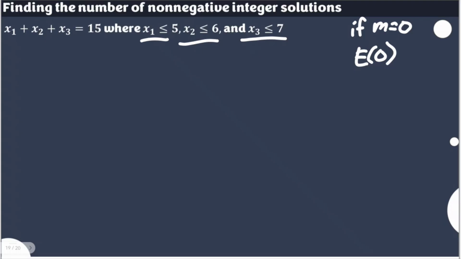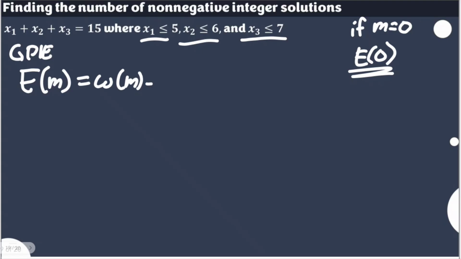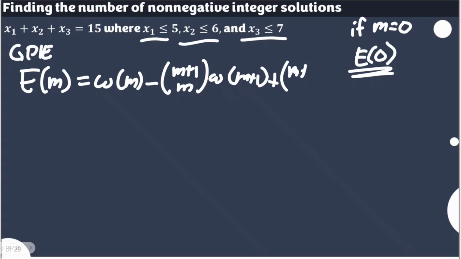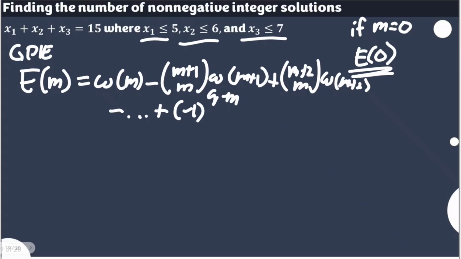Because if we're going to attack the complement of the property and use this formula, the general formula for E sub m on the GPIE is equal to omega of m minus m plus 1 taken m, omega of m plus 1, then plus m plus 2 taken m, omega of m plus 2, then minus, until you reach plus negative 1 to the q minus m, q combination m, and then omega of q, right? So we have a lot of possibilities if we are going to do this.